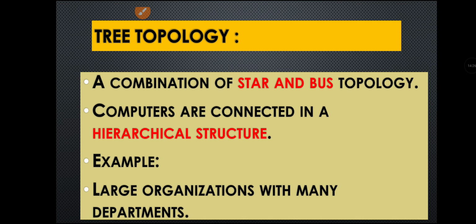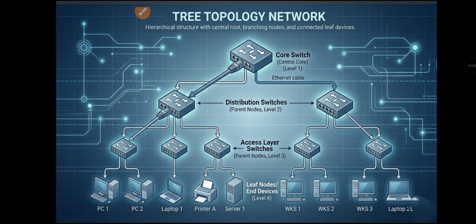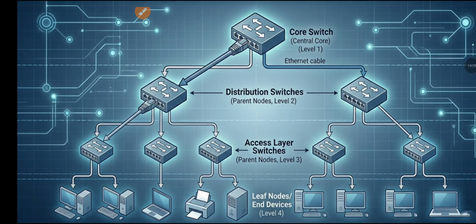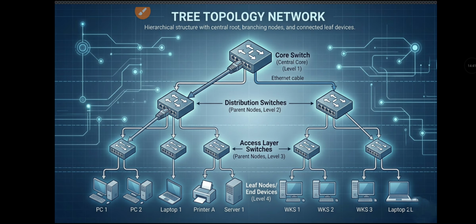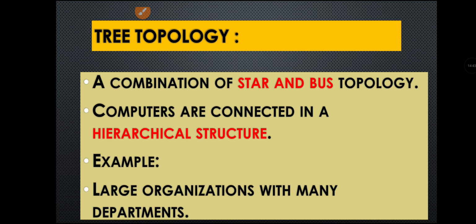Here computers are connected in a hierarchical structure, that is, the core switch divides into subordinate switches, and subordinate switches are connected to still further subordinate switches. Just look at the screen here. So that is why in tree topology computers are connected in a hierarchical structure.